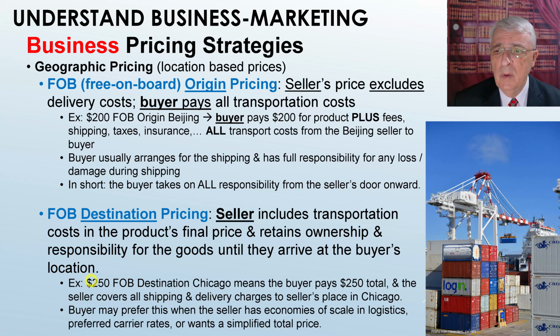An example, $250 FOB destination Chicago means the buyer pays $250 total and the seller covers all shipping and delivery charges to the buyer's place in Chicago. Oftentimes it'll say buyer's loading dock or something like that, and list an address. Buyer may prefer this when the seller has economies of scale and logistics, preferred carrier rates, or they just want a simplified total experience in buying.